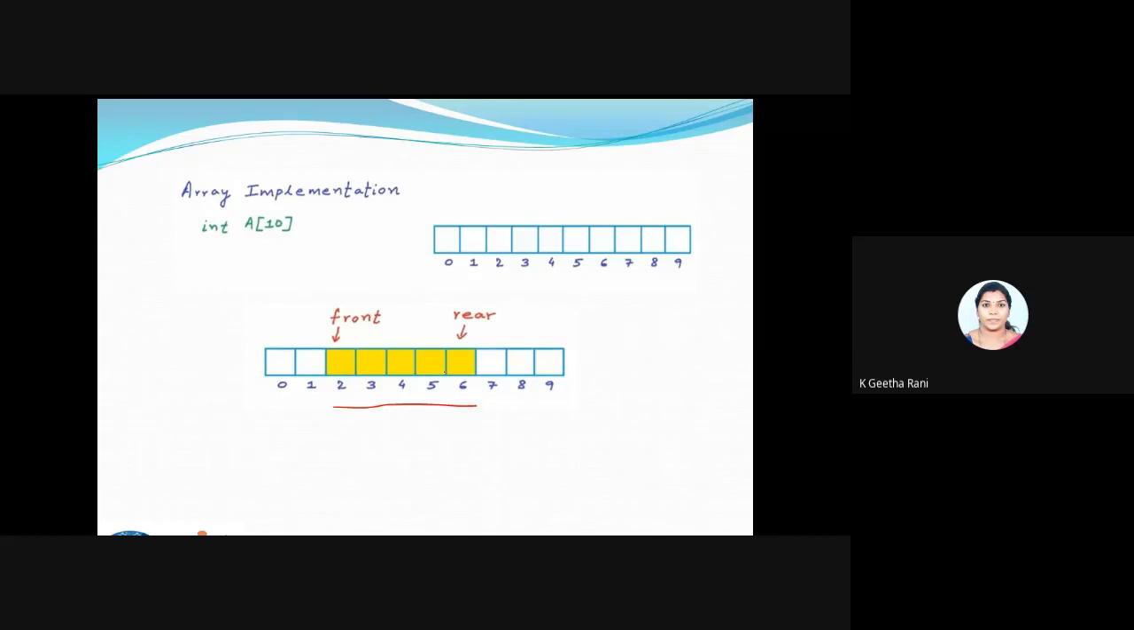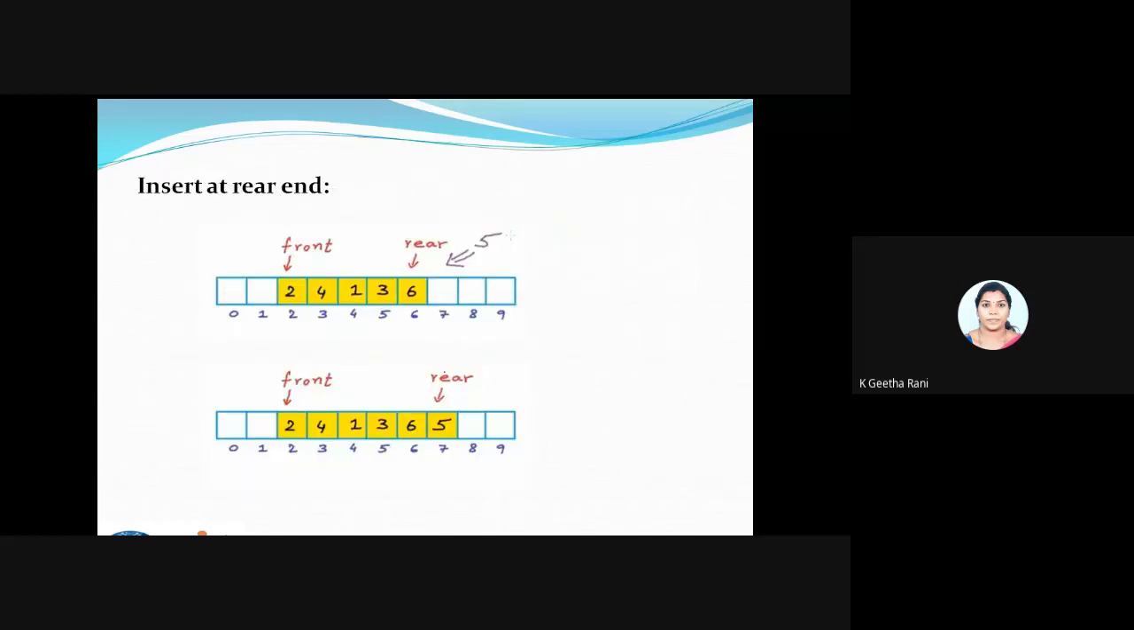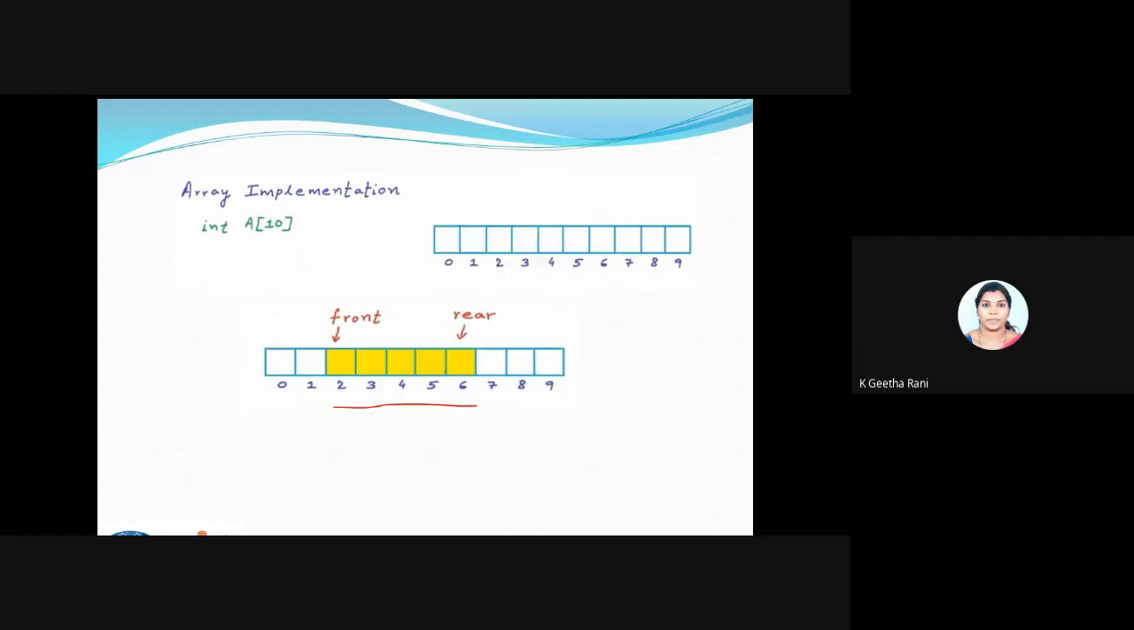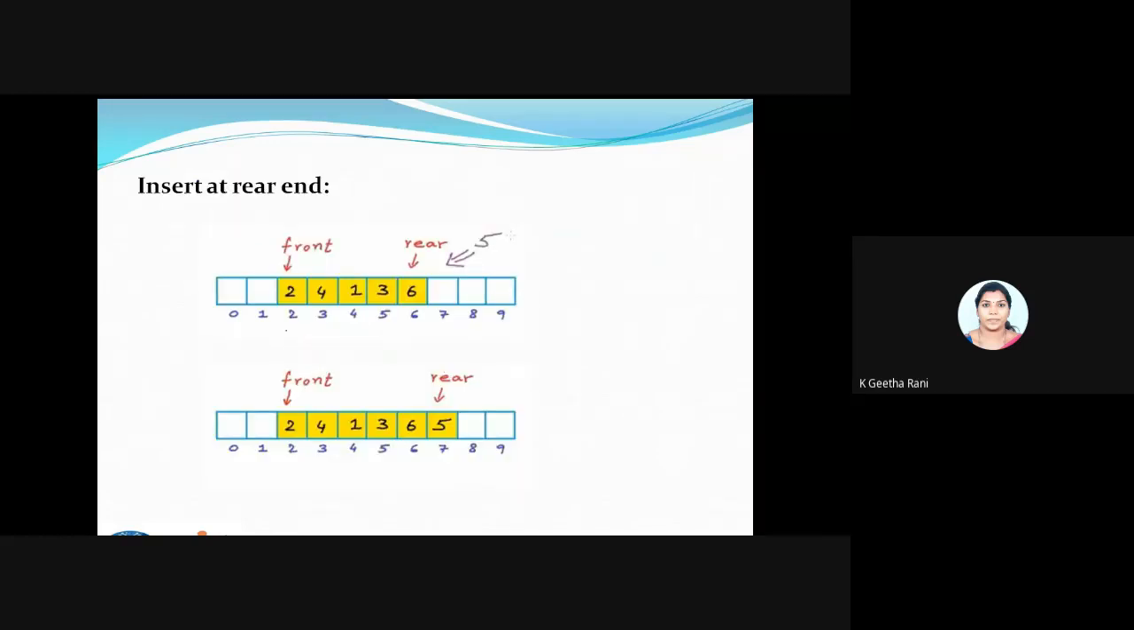Fine. So now we are going to try to insert the elements and see what happens. Before inserting, I'm just giving random values like 2 4 1 3 6 inside my array, inside my queue, and pointing the front at index 2 and the rear at index 6. Now I'm trying to insert the data 5. The NQ will happen only at the rear end.